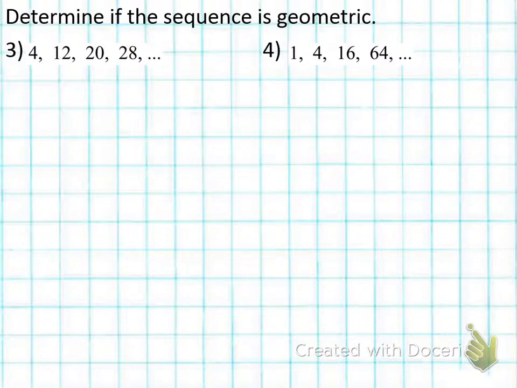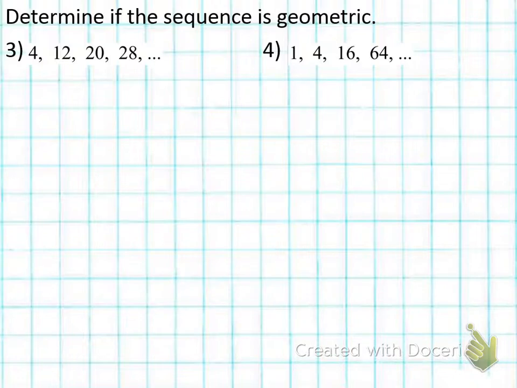Okay, write this sequence down. We have 4, 12, 20, and 28. And then after you write it down, ask your neighbor what's the common ratio if there is one, and then determine is it a geometric sequence or not. Once you have your answer, write it down on your whiteboards, and then I'll check up on you. I'll give you 20 seconds.